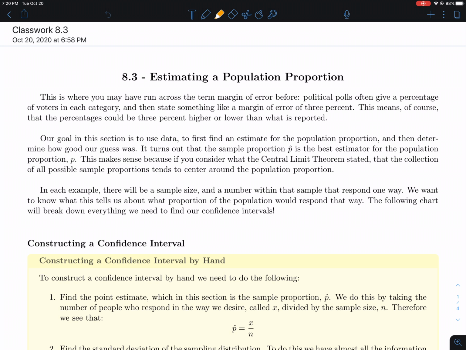So in this case, our best point estimate is what's called the sample proportion, which is the proportion we find from the sample. What we're trying to estimate is the population proportion, which stands for P. The little p with the triangle over it is called P hat, so that's going to be our sample proportion.